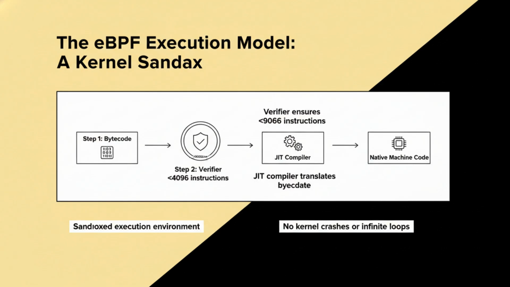Think of it as a sandboxed environment within the kernel. When we write a monitoring probe, it is compiled into bytecode. Before it ever runs, the eBPF verifier checks for safety. It ensures there are no infinite loops and that the program cannot crash the kernel. Once verified, the just-in-time, or JIT, compiler translates that bytecode into native machine instructions. This gives us the performance of a kernel module with the safety of a user space application. We are looking at a system that can handle millions of events per second with minimal CPU jitter.